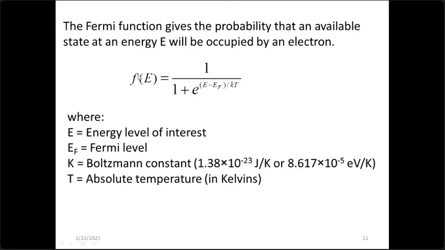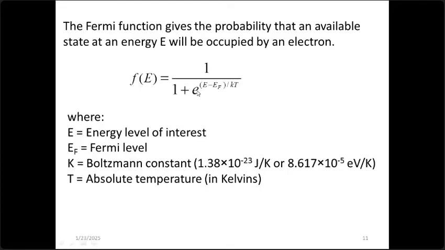So let's briefly look at the Fermi-Dirac distribution function. I think you are students in mathematics, and somewhere you will do probability. So this function is actually a function for determining probability. What probability does it determine? The probability that an available state at energy E is occupied.